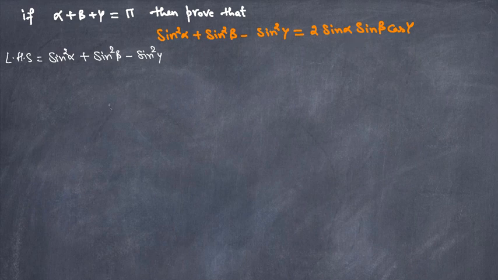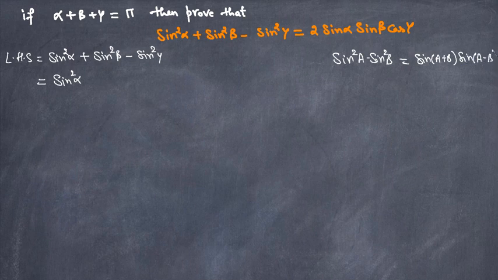Okay, so in this problem again we need to use a lot of t ratios. So we got sin²α, I'm going to leave it as it is. How about sin²A minus sin²B? That is equal to sin(A plus B) into sin(A minus B).